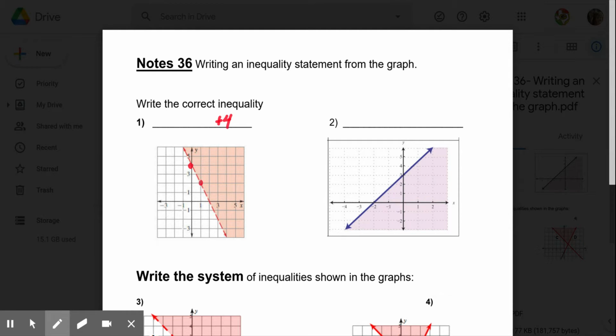So let's see where else it crosses through the intersection. To get from one point to another, we're going to go down 2, right 1. So we have a slope of negative 2x. Now then, we have to get our inequality.